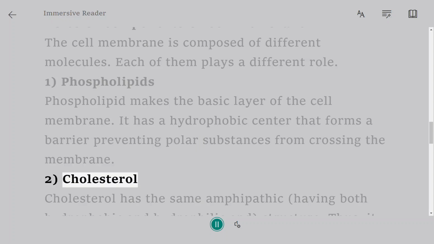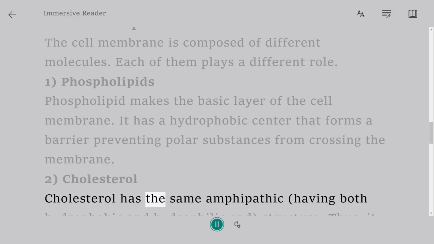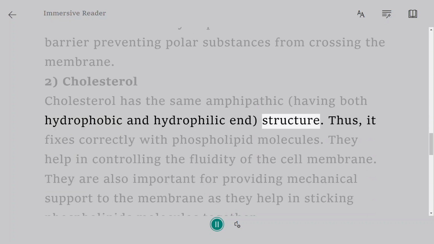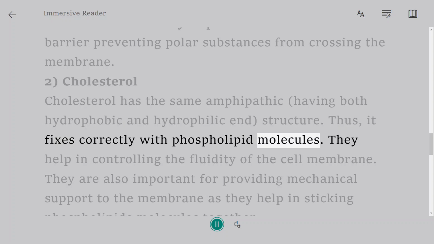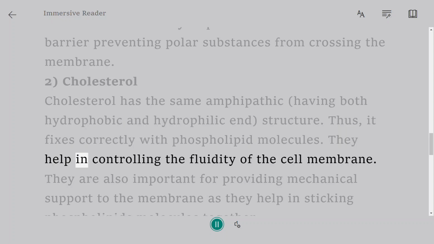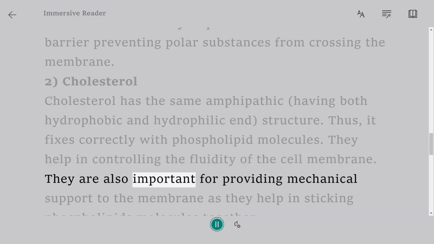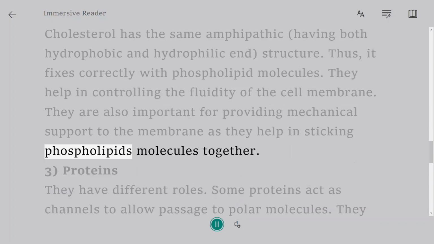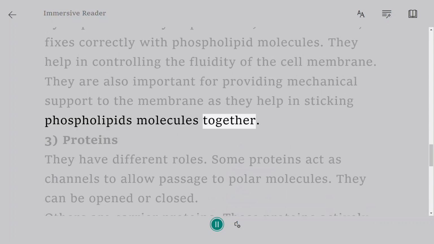2. Cholesterol. Cholesterol is also amphipathic, having both hydrophobic and hydrophilic ends in its structure. Thus, it fits correctly with phospholipid molecules. They help in controlling the fluidity of the cell membrane. They are also important for providing mechanical support to the membrane as they help in sticking phospholipid molecules together.